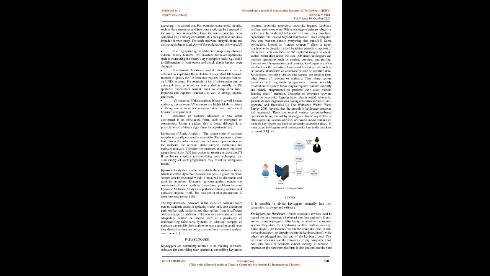AV scanning. If the examined binary is a well-known malware, one or more AV scanners are highly likely to detect it. Using one or more AV scanners takes time, but often it becomes a requirement. Detection of packers. Malware is now often distributed in an obfuscated form, such as encrypted or compressed. Using a packer, this is done, although it is possible to use arbitrary algorithms for adjustment.